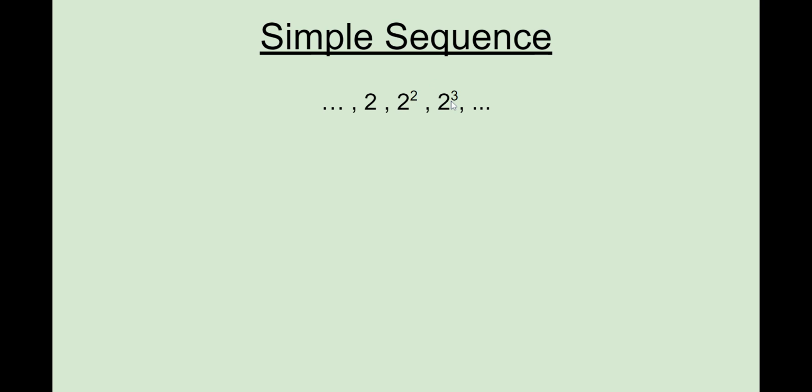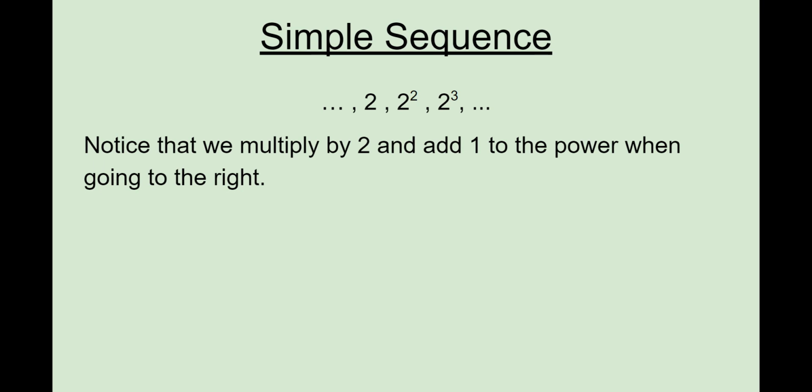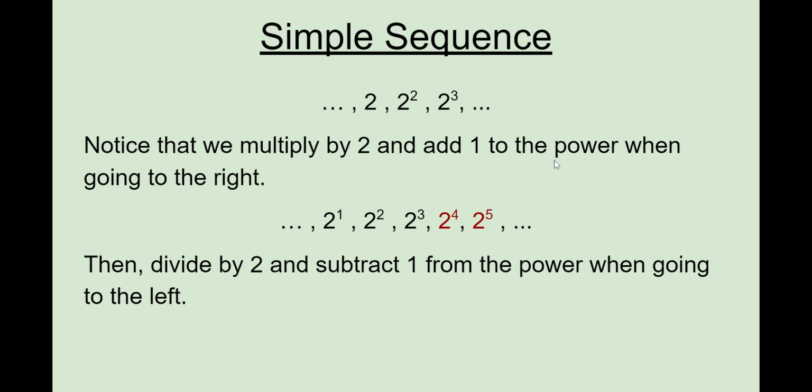Then the next term is 2 times another 2, which is 2 cubed. So notice as I go to the right, I multiply a 2. And when I keep multiplying by 2's, I just raise the power by 1. All right, so if I wanted to keep going, I'd have 2 to the 4th, 2 to the 5th. Also notice that if I want to go in the other direction, so if I want to go left, I divide by 2. So 2 to the 4th divided by 2 is 2 cubed, right? 2 cubed divided by 2 is 2 squared. 2 squared divided by 2 is 2, right? And so I actually decrease the powers by 1 when I go to the left, all right?